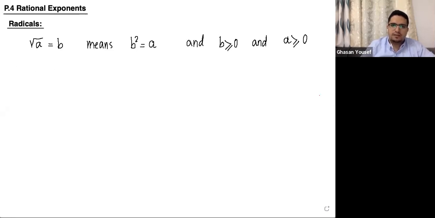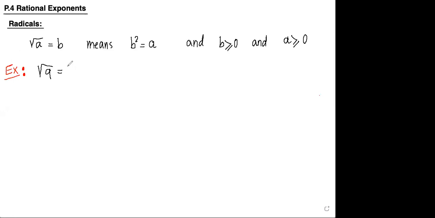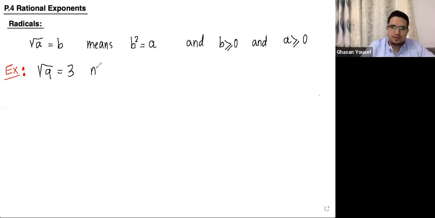For example, suppose I have the square root of 9. What is the square root of 9? 3, exactly. It's the same thing: if I multiply 3 by itself, it gives me 9. So 3 squared gives me 9, and the 9 is inside. The answer is correct, and you have to know the 3 is positive and the 9 is positive also.